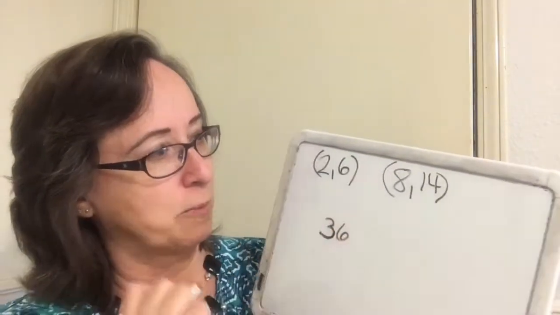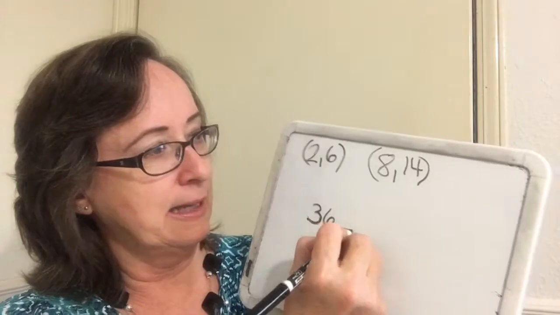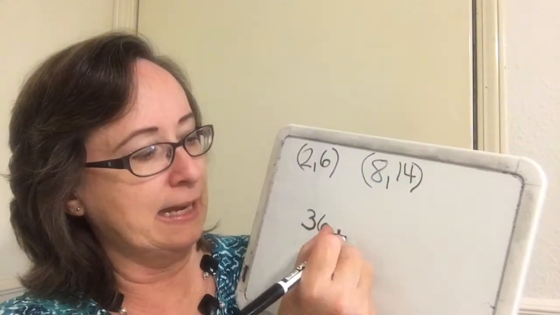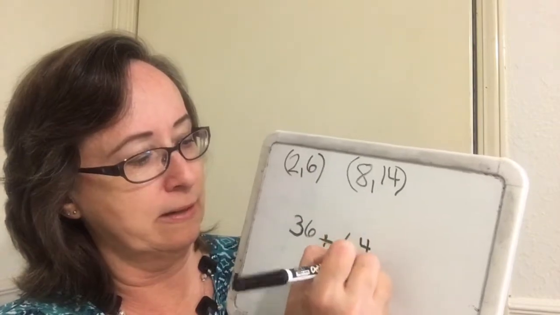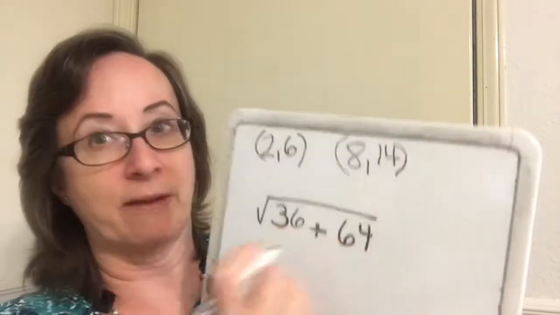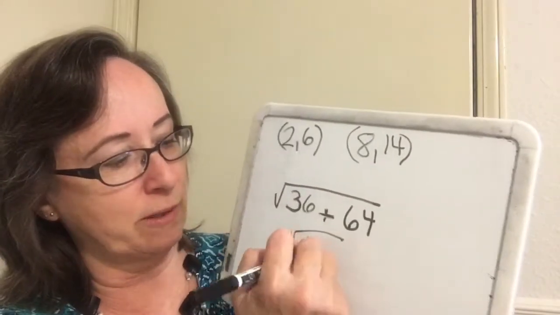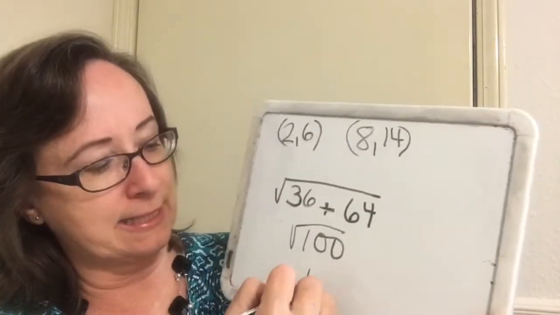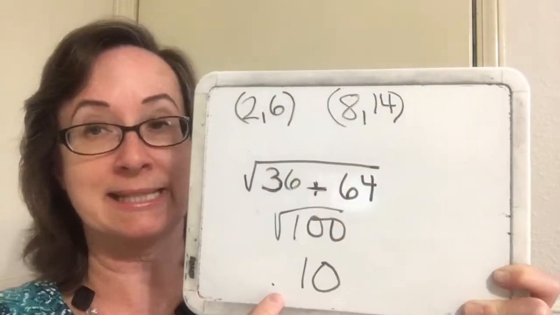I'm about needing a new marker. The difference in the two y's is 8, and 8 squared is 64. And I take the square root of the whole thing, and I end up with 100. The square root of 100 is 10. So the distance between the 2 points is 10 units.